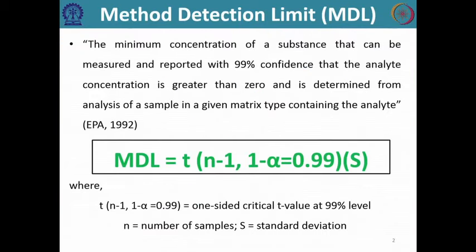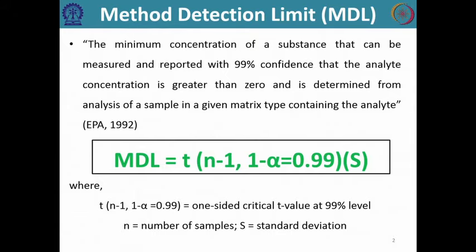The very first numerical that I will be dealing with is related to the method detection limit. We received a few queries in the NPTEL forum regarding the statistical problem, so we will be discussing that problem here. Before solving the numerical, let us find out what MDL is. Small definition: the minimum concentration of a substance that can be measured and reported with 99% confidence that the analyte concentration is greater than 0, and is determined from the analysis of a sample in a given matrix type containing the analyte.